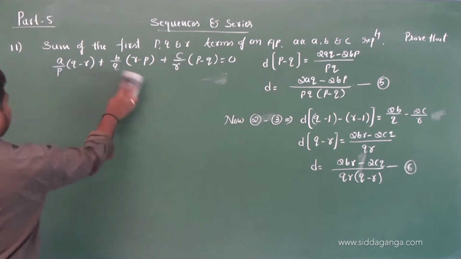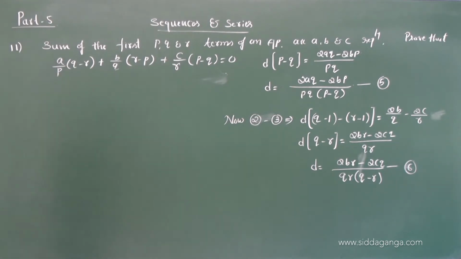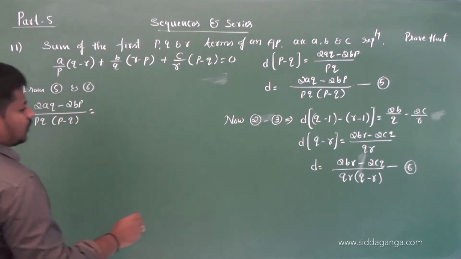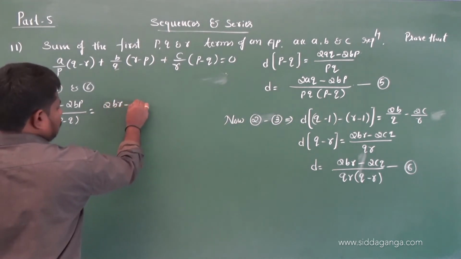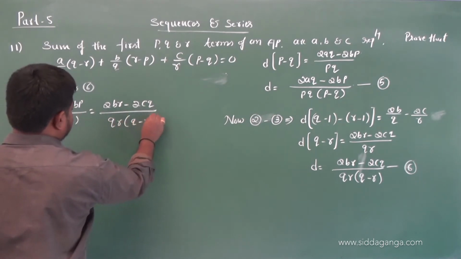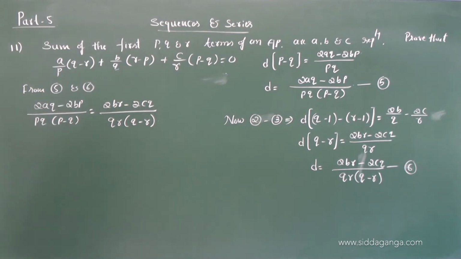Since we have the same value of d in both equation 5 and 6, I am equating those. I mean LHS are same, so RHS must be same. I am going to equate equation 5 and 6. We have (2AQ minus 2BP) divided by PQ into (P minus Q) equal to (2 times BR minus 2 times CQ) divided by QR into (Q minus R). Okay, this is from equation 5 and 6.